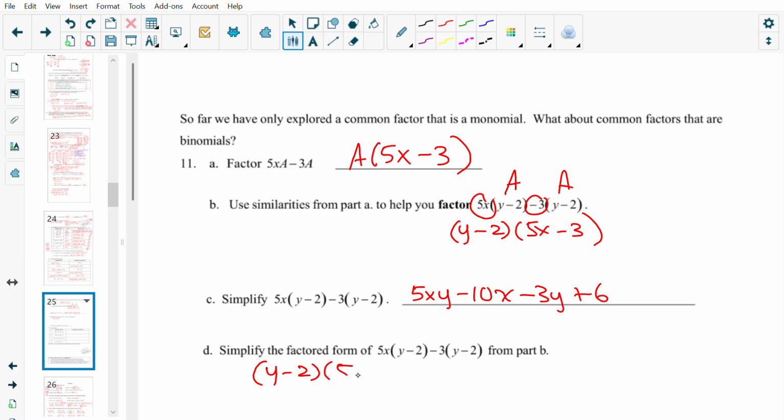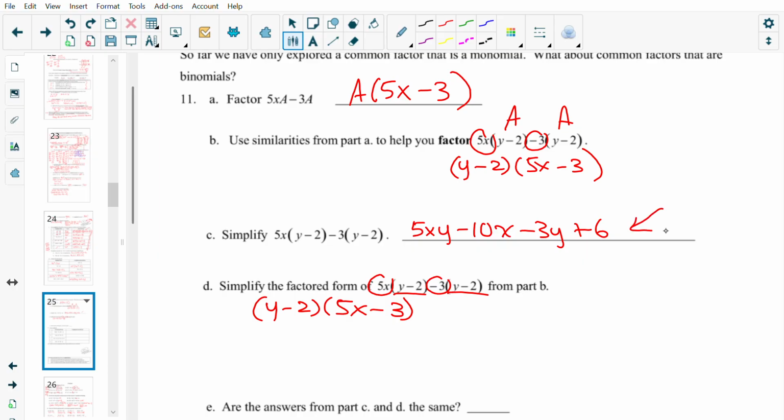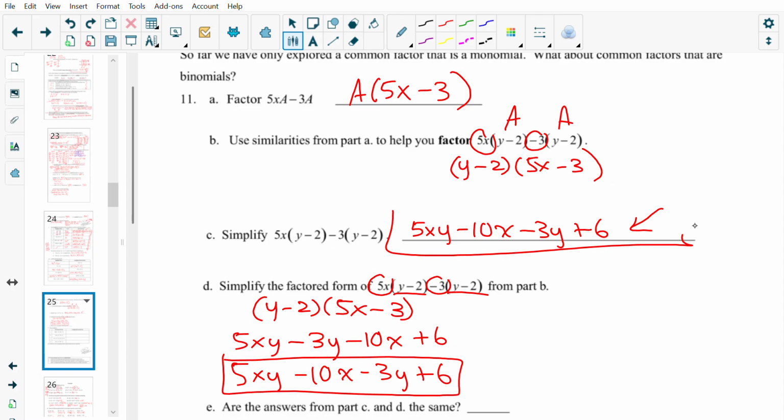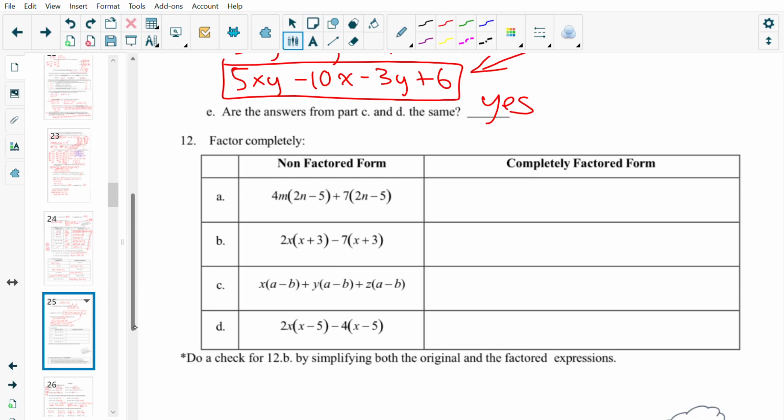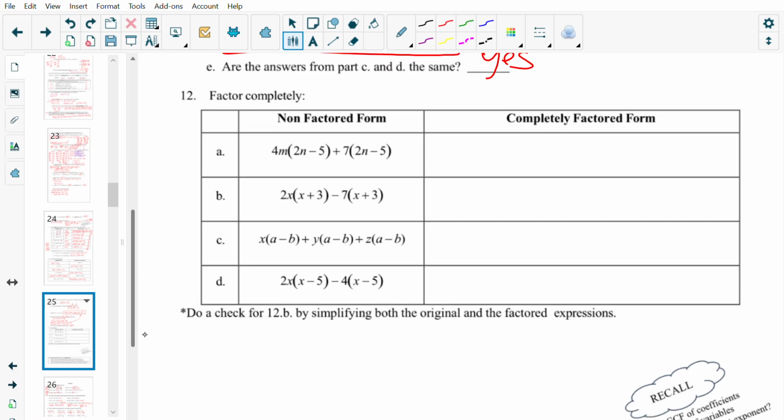Simplify the factored form from part B. So I have y minus 2 times 5x minus 3. Let's FOIL this and see that it's the same as this value. So that's 5xy first, outside, minus 3y, then inside, minus 10x, then last, plus 6. Let me rewrite it. 5xy minus 10x minus 3y plus 6. And voila, they are the same. Are the answers from part C and D the same? Yes, they are.